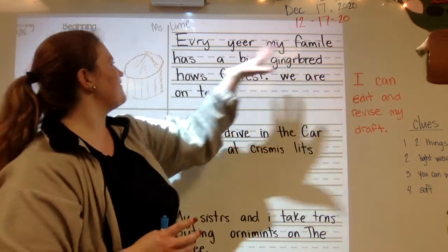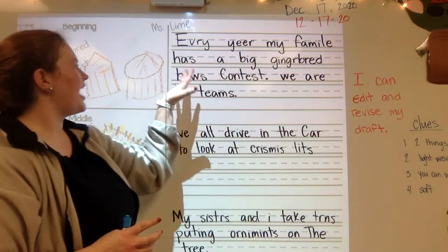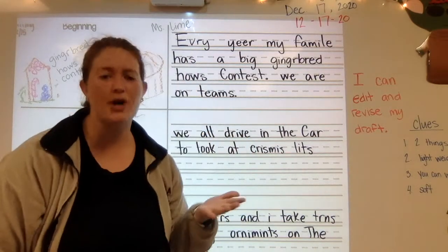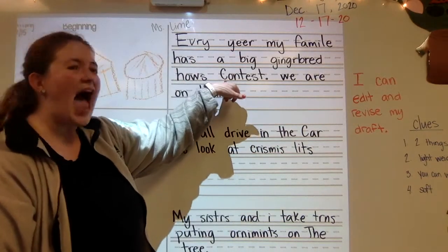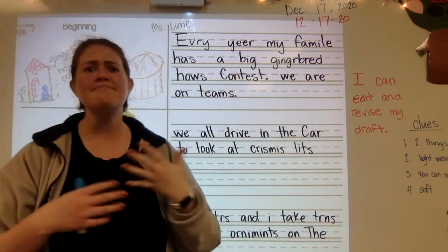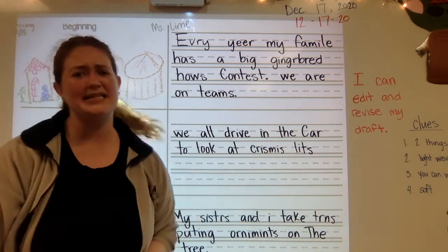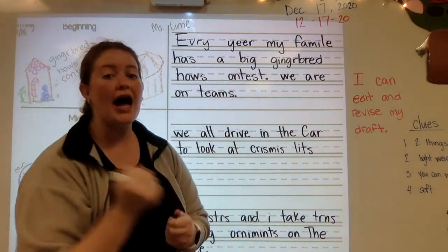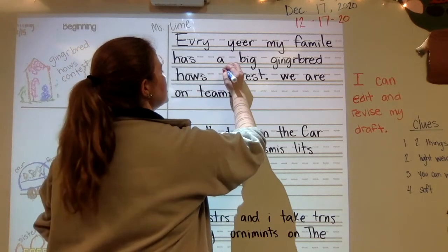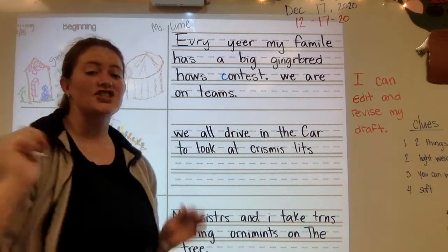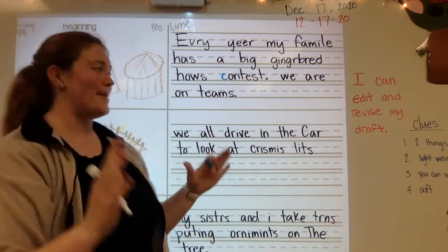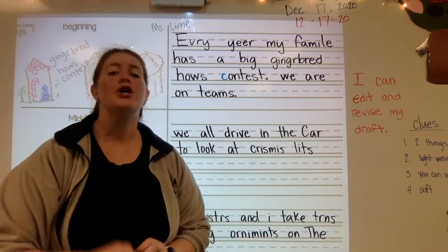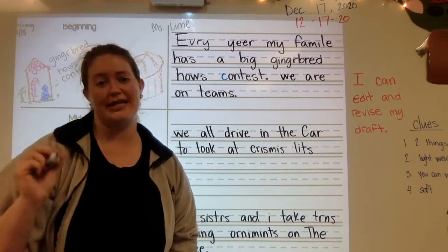Every year, my family has a big gingerbread house contest. Oh, Miss Lime, you know what I see? This is a capital C. It is in the middle of my sentence. It doesn't need to be there. I'm going to change that. That should be a lowercase c. Now, I'm going to do a different color just so I can see all of the changes that I am making, okay? You don't have to do a different color if you don't want to. You can just erase it with your pencil and do it again.